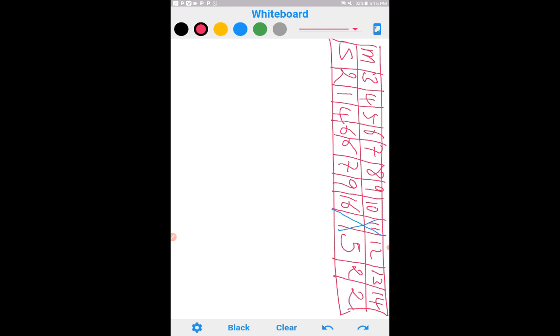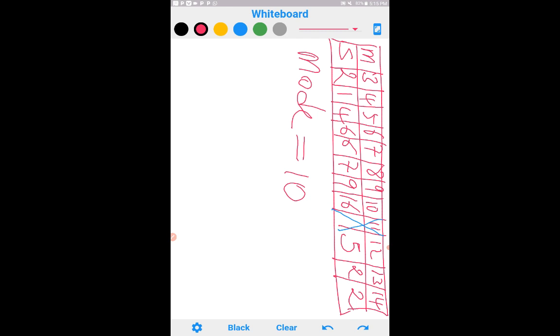Okay, so now the first question says state the mode. Just by looking, you can state the mode. You look at the highest frequency, meaning the highest number of students, which is 16. So 16 corresponds to the number of mangoes, which is 10. So the mode is equal to 10.